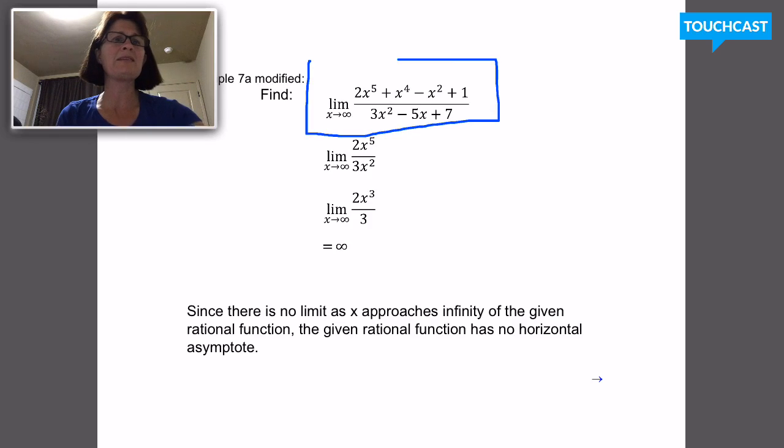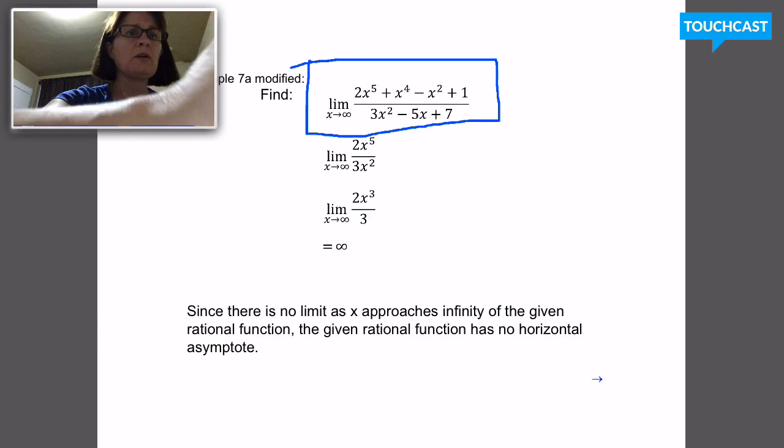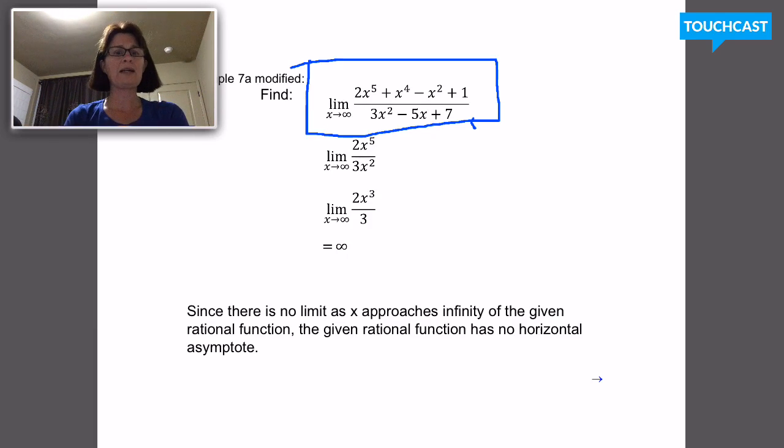I want to find the limit as x approaches infinity of this rational function, 2x to the 5th plus x to the 4th minus x squared plus 1, all divided by 3x squared minus 5x plus 7. So we're going to practice this idea of finding the terms that dominate. If you think about letting x get bigger and bigger and bigger, which term or terms in that numerator are going to have the most effect on the value of that numerator?